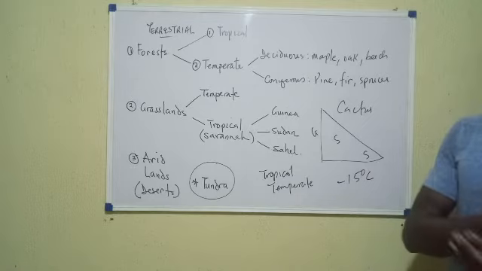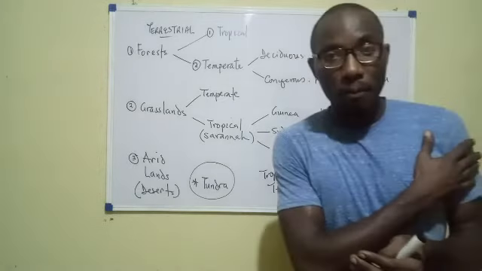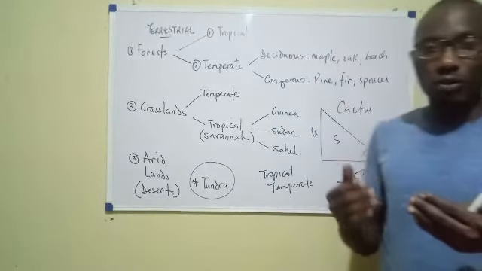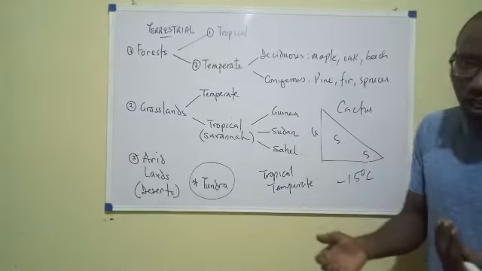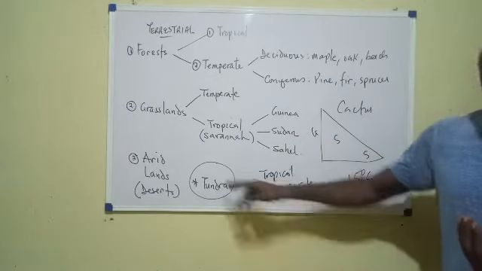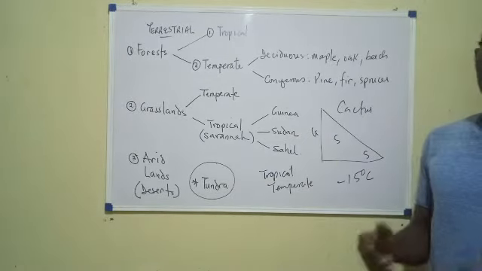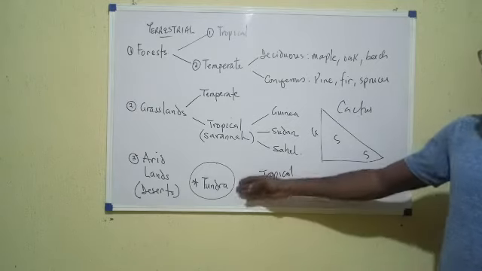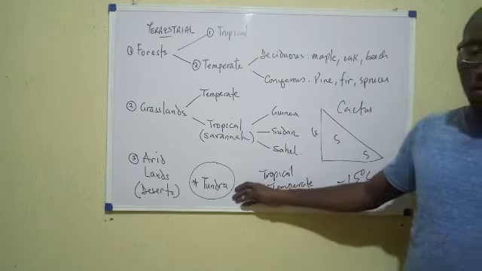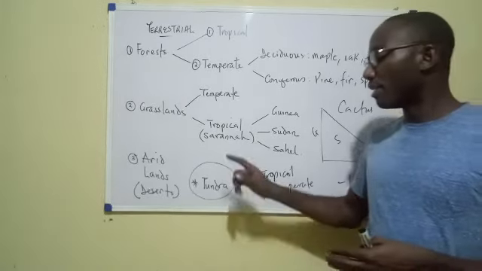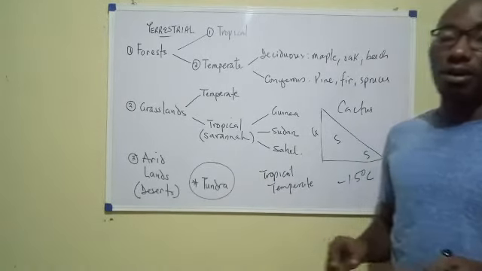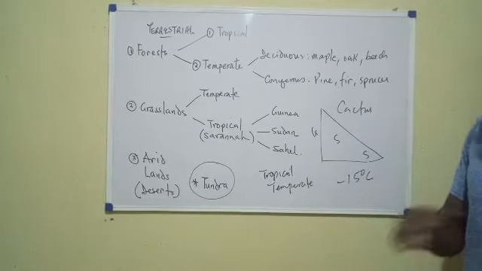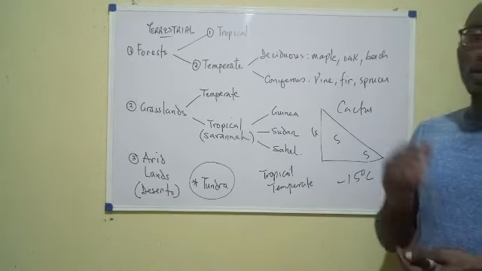Polar bears, because of their thick fur, are able to enjoy some level of insulation so that they do not suffer the effects of these extremes of temperature as much as other animals would have. So that is tundra, just by the way. And like I said, tundra vegetation is commonly referred to as the cold desert.